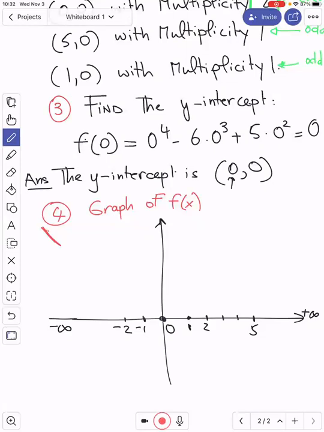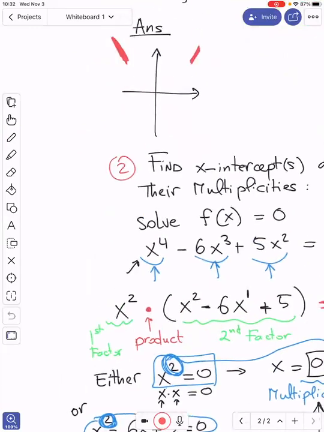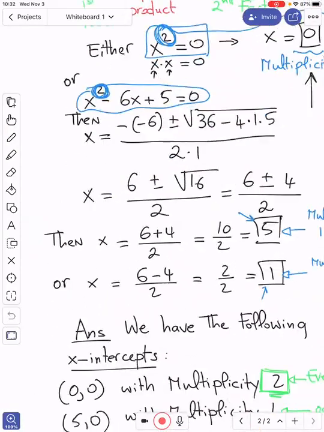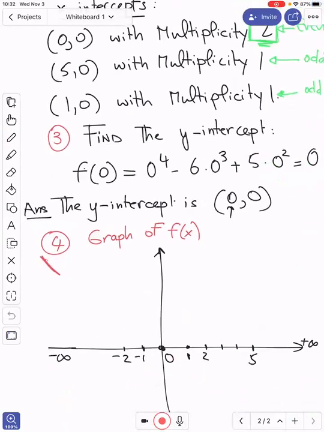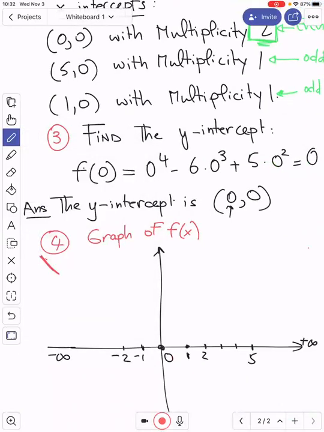And then at the end, as you can see, the graph is gonna end up right here in the top. So we're gonna have your graph right here. Okay, so that's for the behavior at infinity.